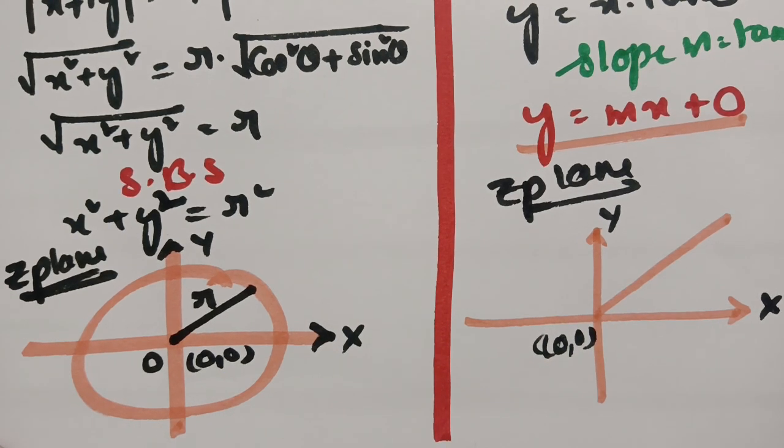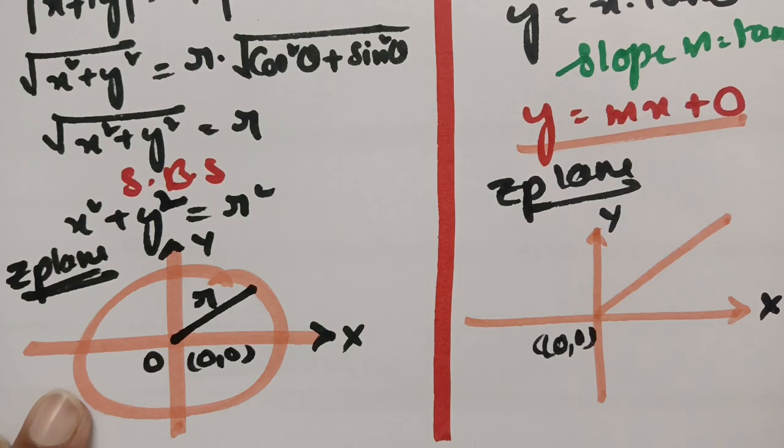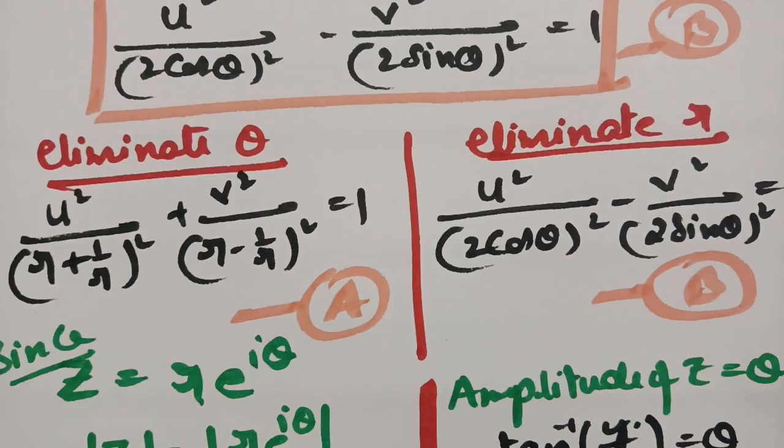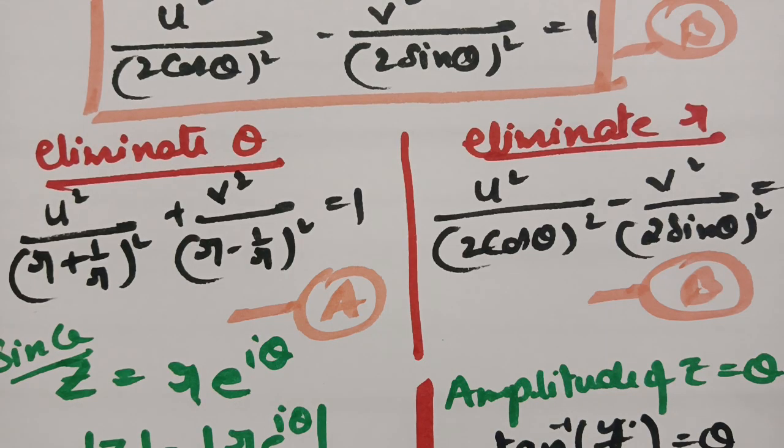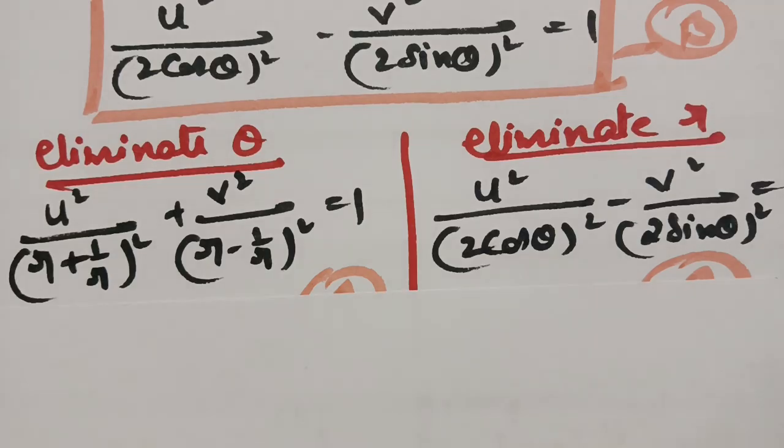Now we have to shift these two planes, z plane into w plane. So we have to adopt this in the z plane. We have to transform this z plane into w plane. Now let's get started. There are two equations here where we have a circle and a straight line in the z plane, and now we have to discuss.